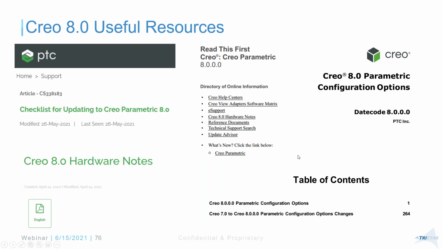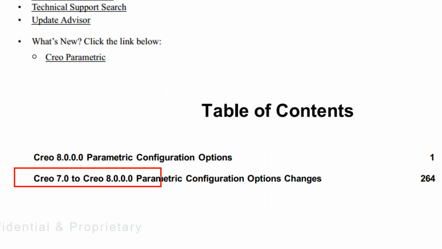Some of the other resources I would encourage you to look at are in the PTC knowledge base. I would definitely look at the checklist for updating to Creo 8, the hardware notes, to see if your hardware is currently supported in 8.0, the README document, and even the most important one, the config.pro PDF that mainly goes over what's changed between Creo 7 and 8.